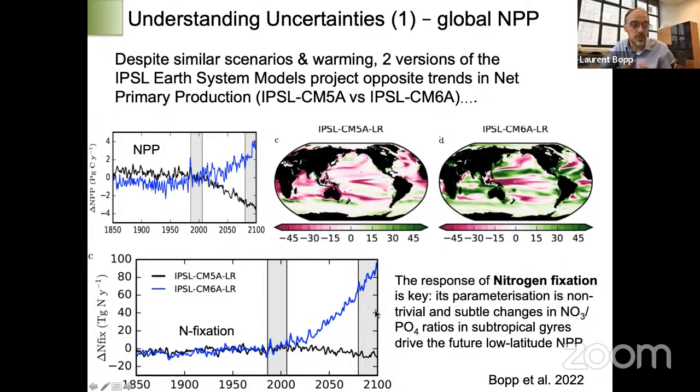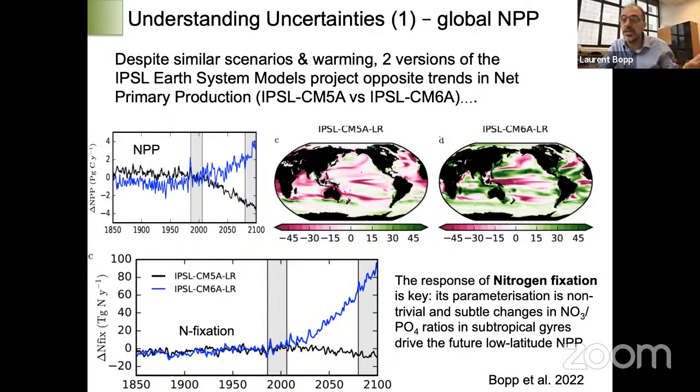And it's some subtle changes in the way we simulate N fixation, the ratio between nitrogen and phosphorus in the subtropical gyres, that drive the changes in N fixation and the future low latitude NPP. So as Olivier explained, many of the processes that may be important are not yet in those models, and they may cause some large changes in the projections. So we need to continue updating the models and to explore those projections by looking at the potential effects of these processes.